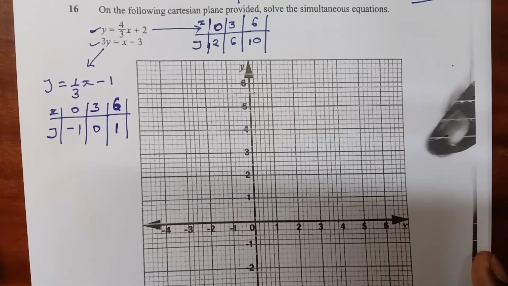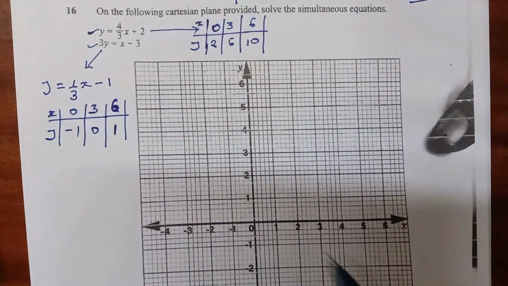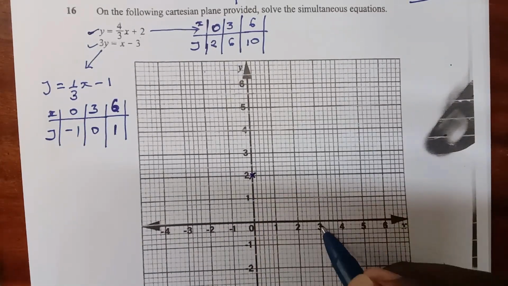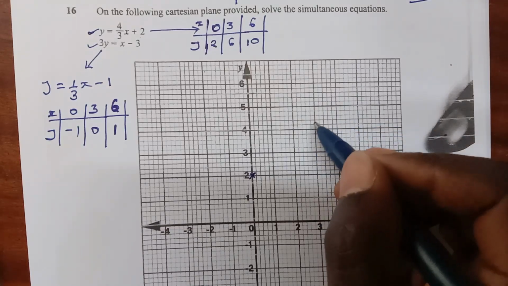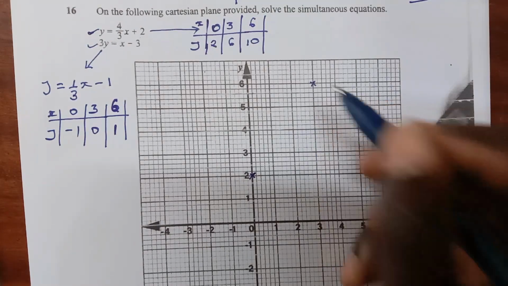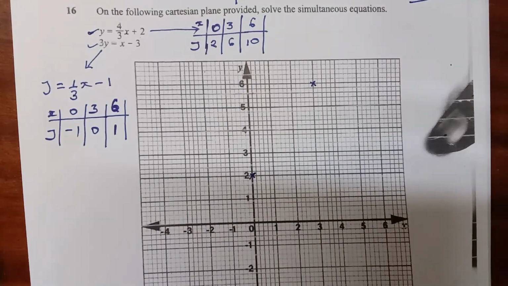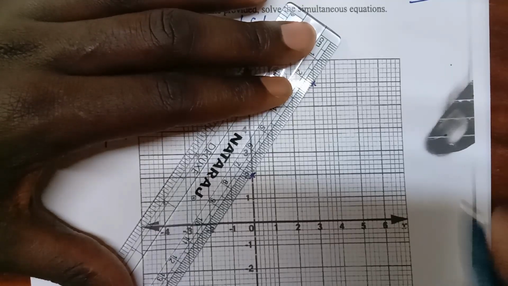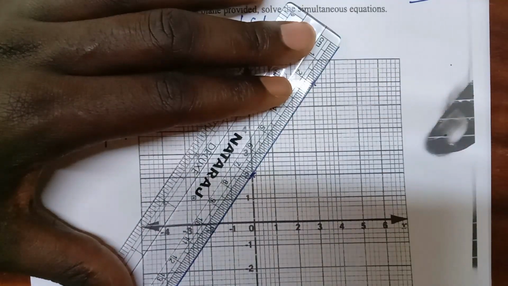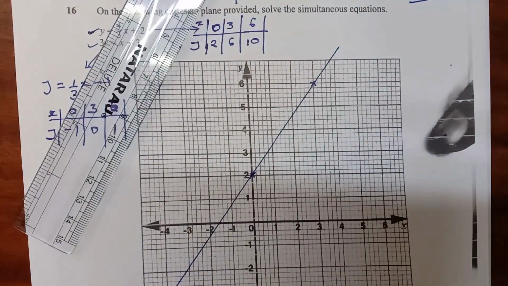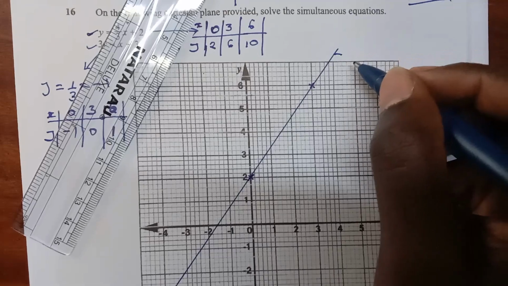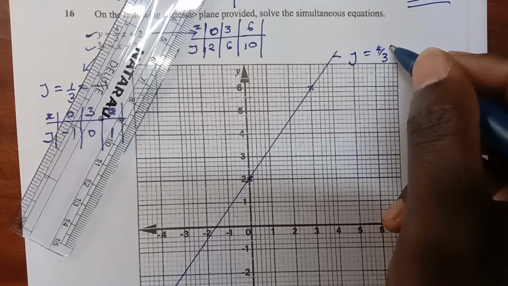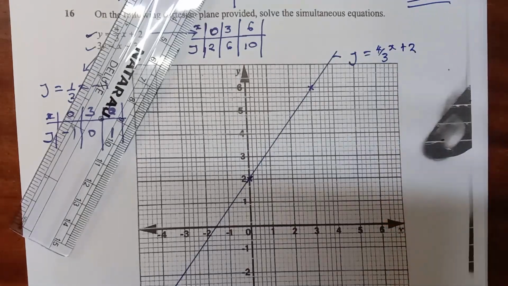So we start with the first line. 0, 2. Then 3, 6 at this particular point. Then you have 6, 10, which you don't have on the graph, but you can use these 2 points to draw a very straight line, and you're supposed to do it using a pencil. So this line is y equals 4 over 3 x plus 2.